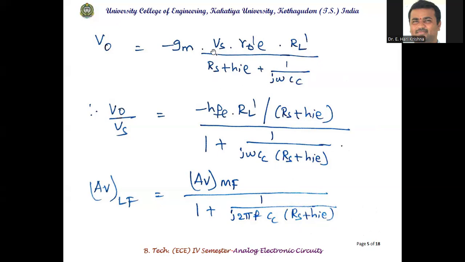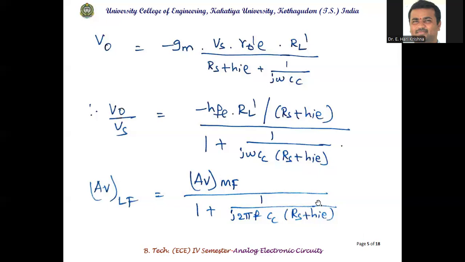And from the denominator part, RS plus HIE is taken common and written on the numerator part. So finally, minus HFE RL dash divided by RS plus HIE is the numerator. So RS plus HIE is taken common here, with 1 by j omega CC. So we have written numerator and denominator with RS plus HIE. And the numerator part is the mid frequency voltage gain. So AV low frequency is equal to AV mid frequency divided by 1 plus j omega. In place of omega, we substitute 2 pi f: 2 pi f into CC into RS plus HIE.